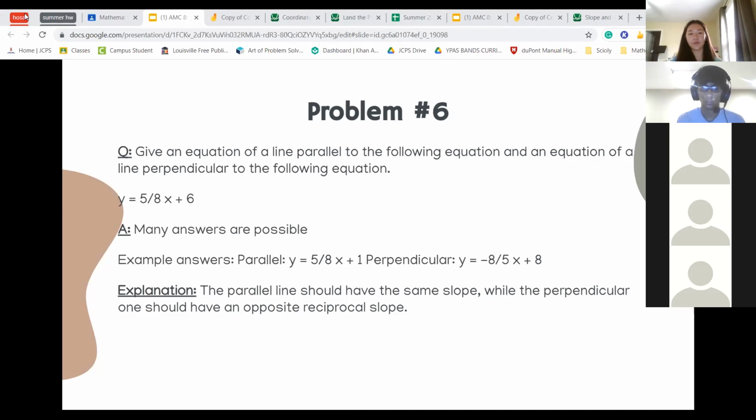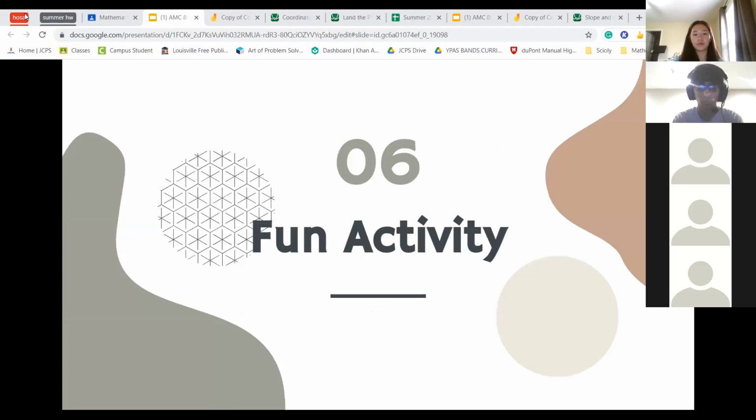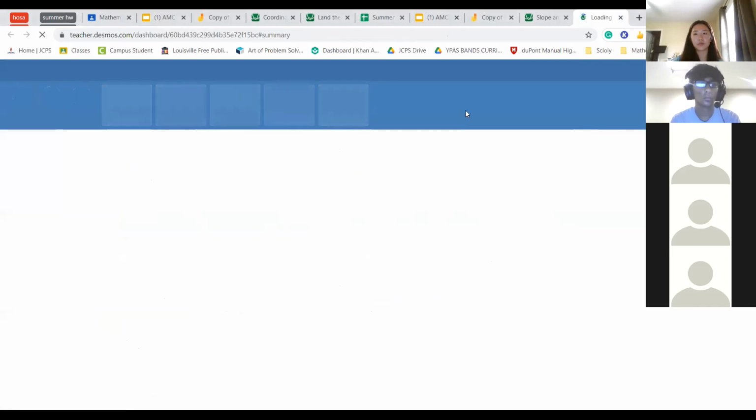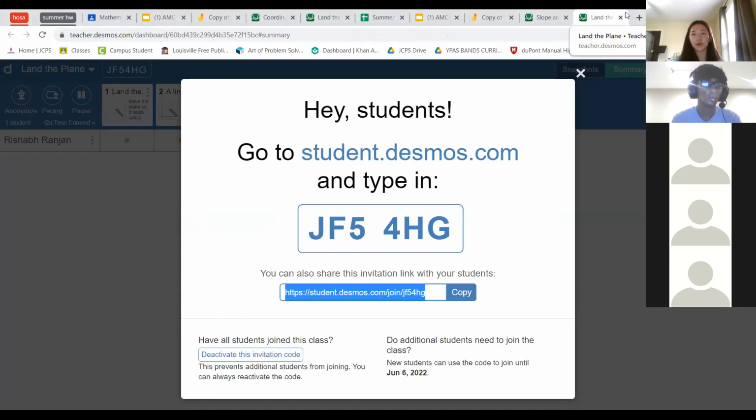Okay, well, I guess we can move on to the fun activity now. We're going to do a Desmos activity to practice graphing. This is going to use all of the knowledge you've learned. There's a code, and if you want to type in the code you can, but I'll give you the link so that'd be easier.